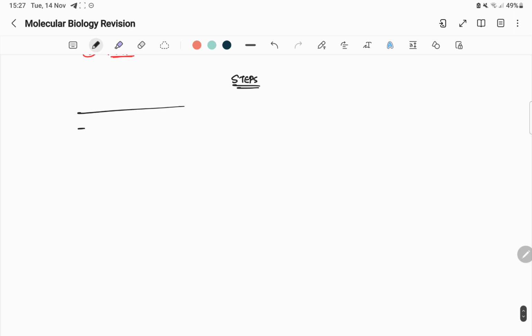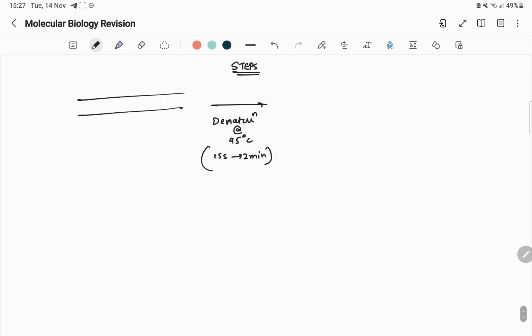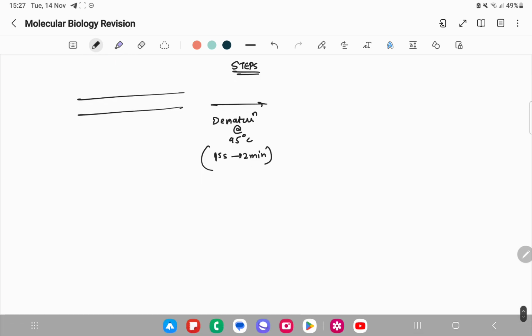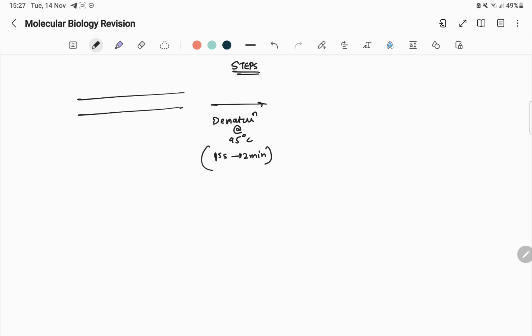So first of all, you have the DNA strand here. First you do denaturation. Denaturation is done at 95 degrees Celsius, for 15 seconds to 2 minutes. Due to denaturation, the DNA strands will separate. On separation of the DNA strands, you add the DNA primers, and addition of primer is called annealing.